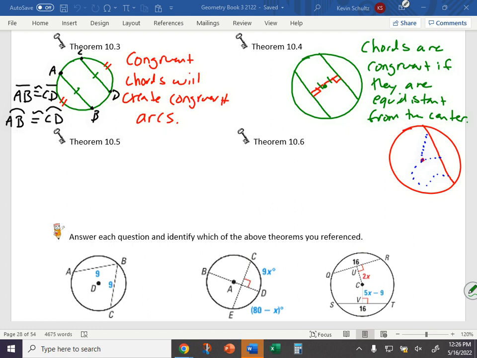Our next two theorems have to do with diameters. So again, we're going to draw a circle here. Let's say that we have a segment coming through here. We'll draw it like that. And let's say that we have another chord coming down like this.